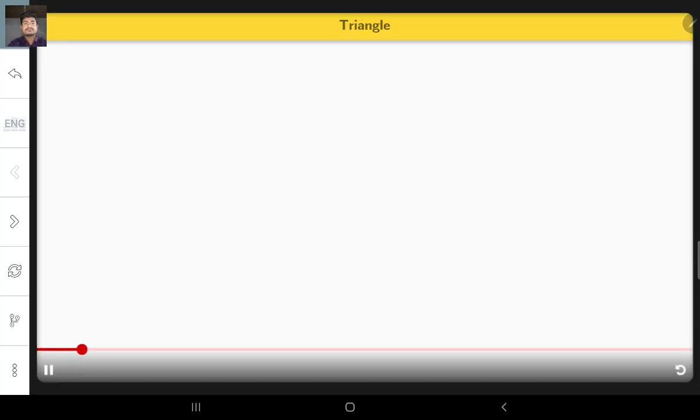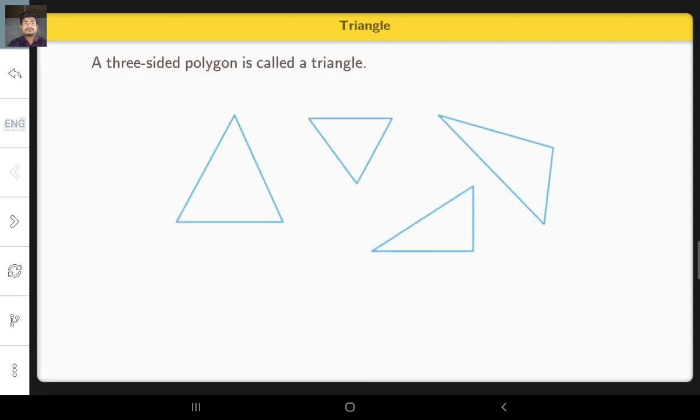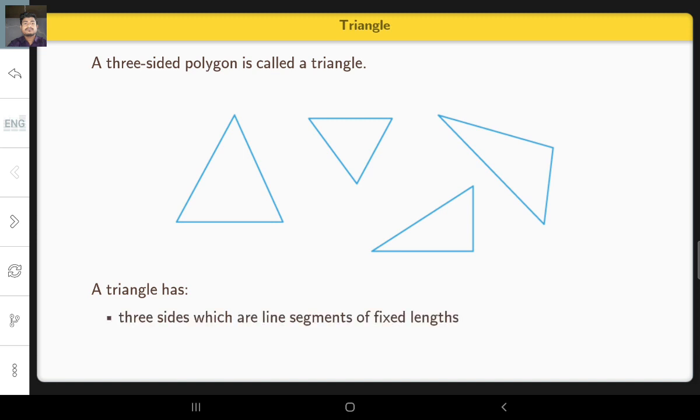Let's review the concepts we learnt in previous classes. A three-sided polygon is called a triangle. A triangle has three sides which are line segments of fixed lengths. Three vertices where the sides meet to form angles of fixed measures.